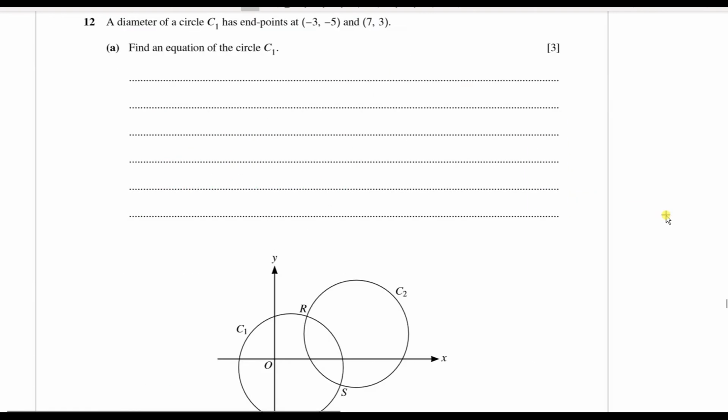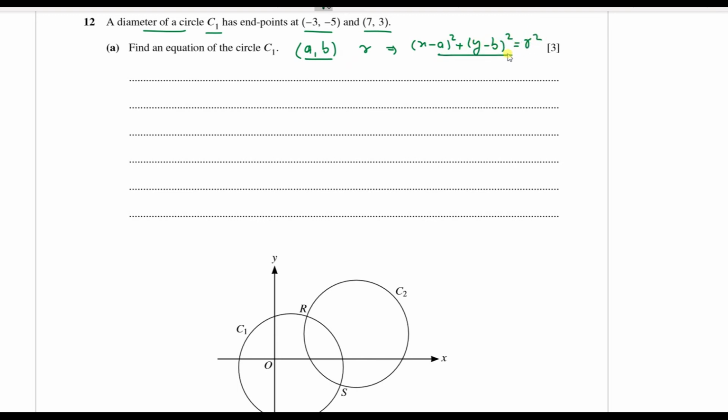So let's discuss question number 12. Question number 12 says that the diameter of a circle C1 has endpoints -3, -5 and 7, 3. Find the equation of the circle. We know the standard form of the equation of a circle if the radius and center are given. If the center of a circle is given as (a, b) and radius is r, then the equation of the circle is x minus a whole square plus y minus b whole square is equal to r square.